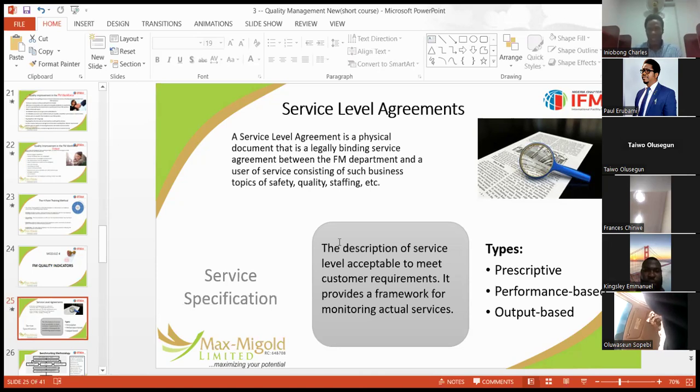The SLA describes a service level acceptable to meet customer requirements. It provides a framework for monitoring actual services. So this is a monitoring tool that the client will use, and you too will use to monitor your service delivery. Because when you come to a business performance review, what we'll be talking about is the SLA, because everything in the scorecard, both financial, service, operational, and all that, will be all about your SLA.